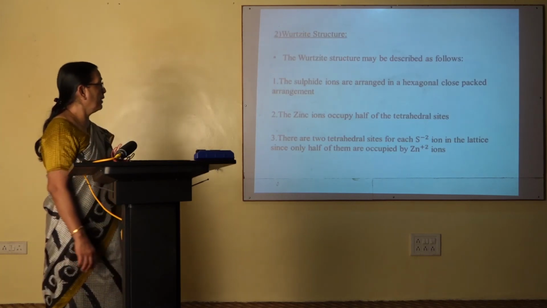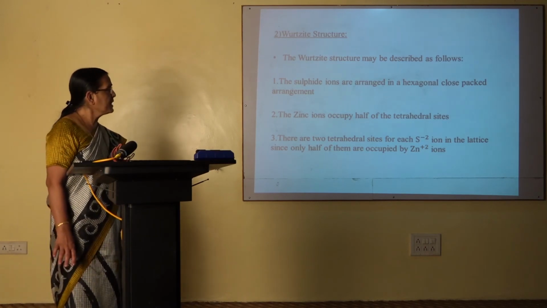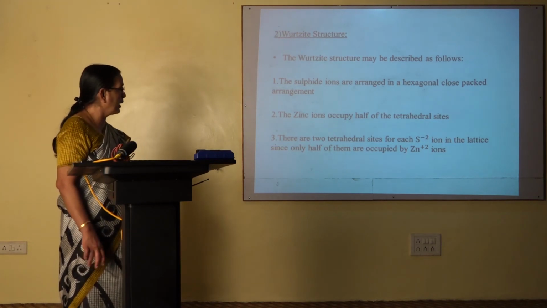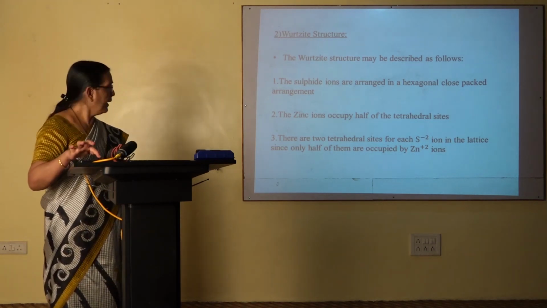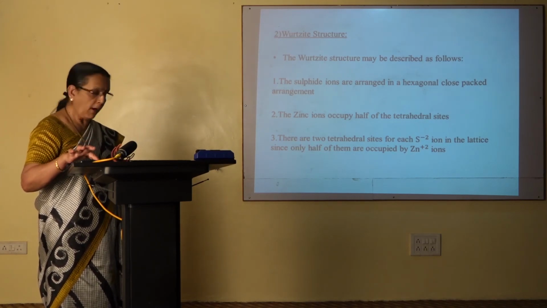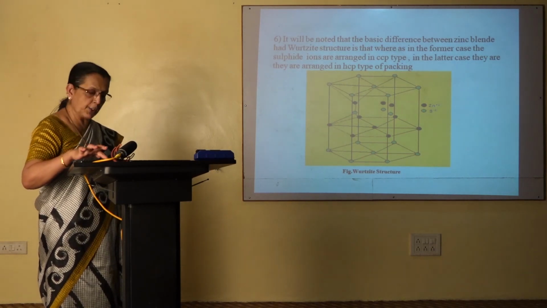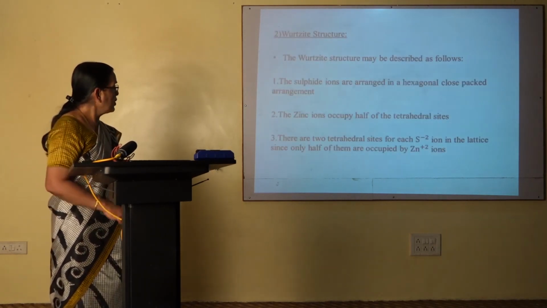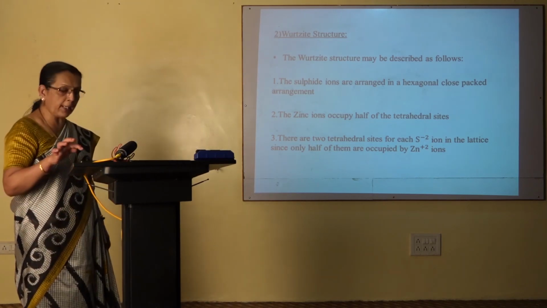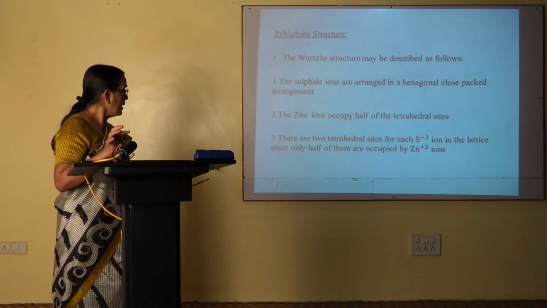Next, wurtzite structure. The wurtzite structure may be described as follows. The sulphide ions are arranged in a hexagonal close packed arrangement. The zinc ions occupy half of the tetrahedral sites. See the structure. This is the structure of wurtzite. The zinc ions occupy half of the tetrahedral sites. There are two tetrahedral sites for each sulphide ion in the lattice.